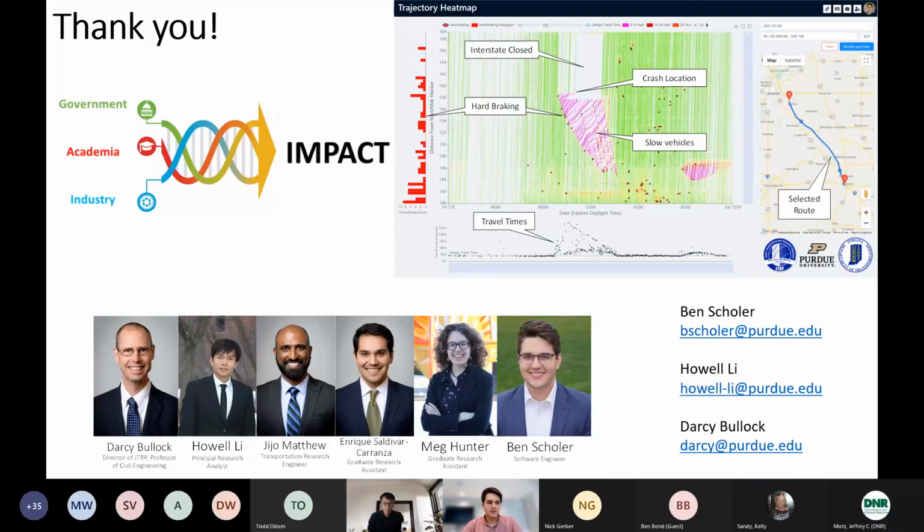So yeah, I can answer that question. In terms of the raw data, we have to license that raw connected vehicle data, and that's pertaining to the terms of the contract, and I don't believe we can share that readily.